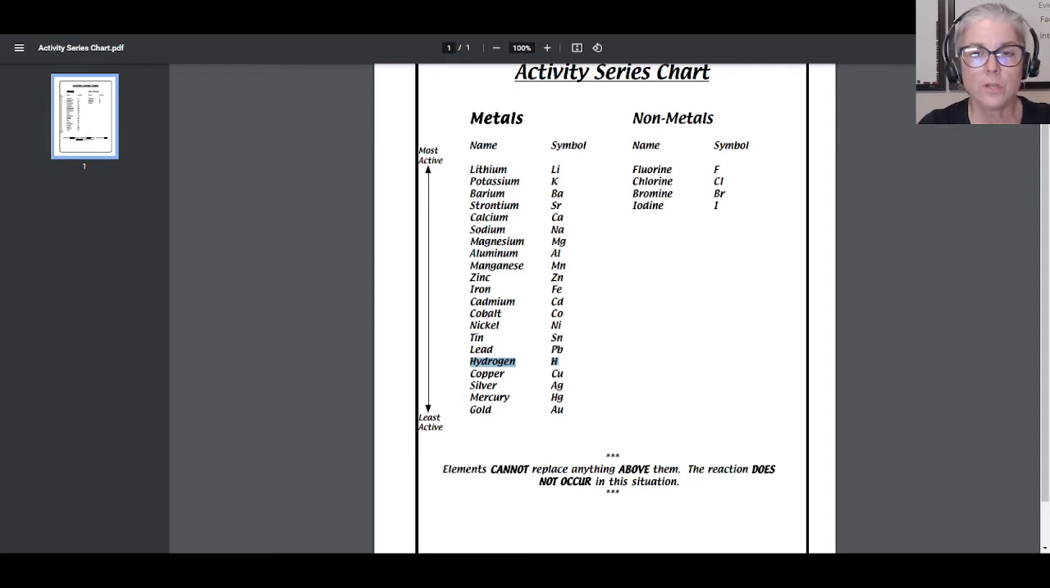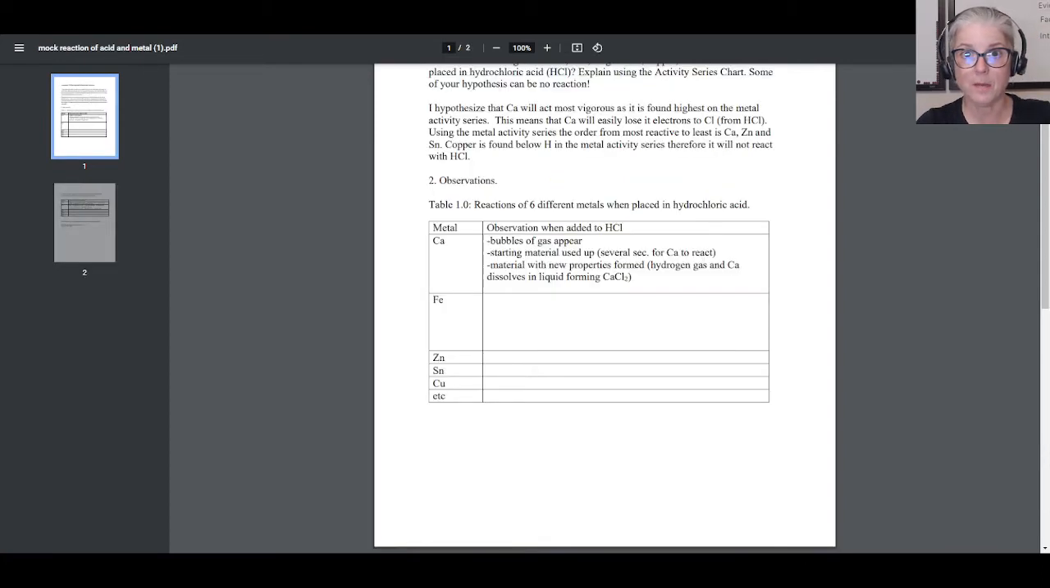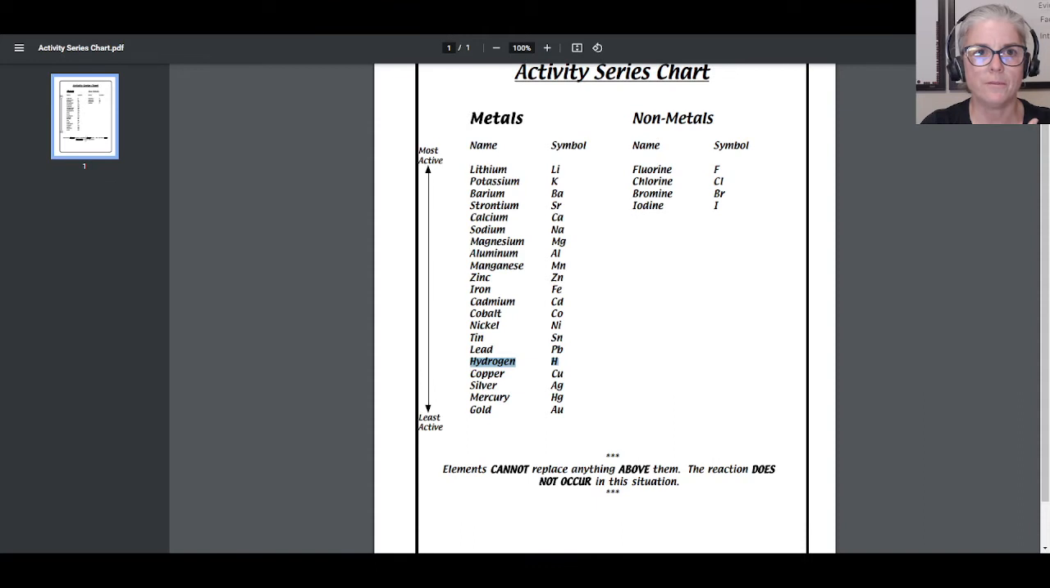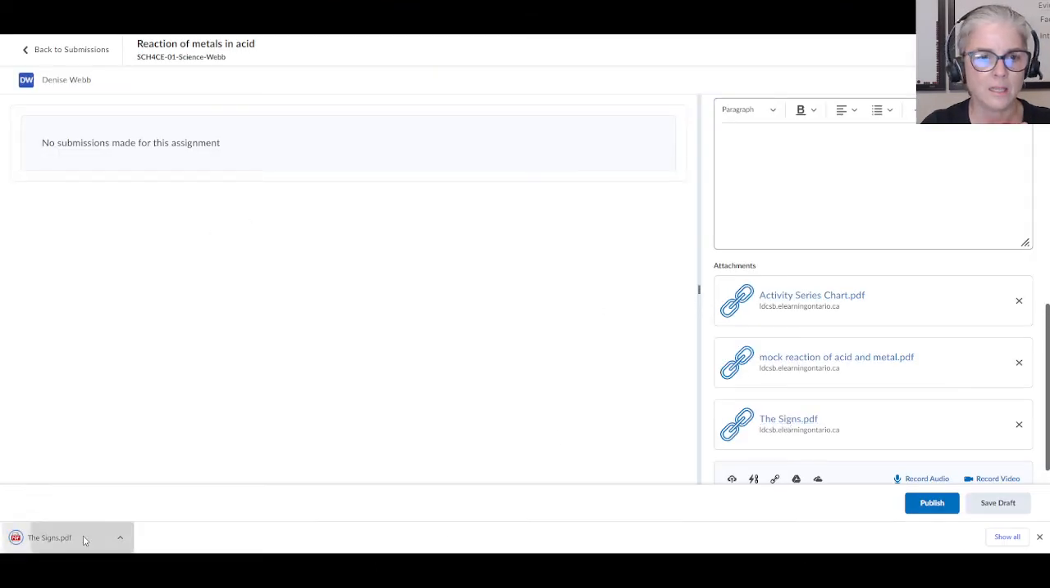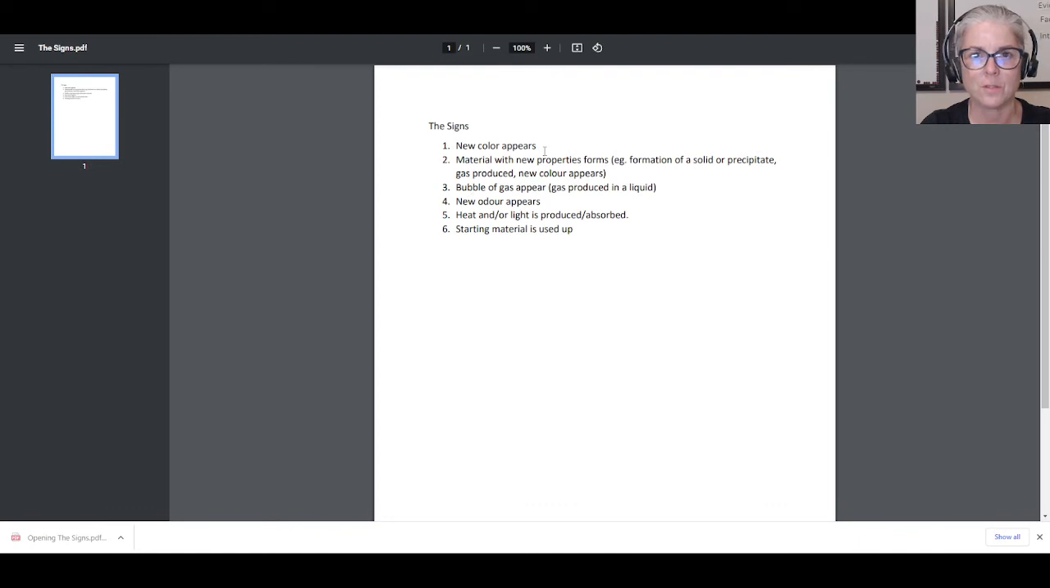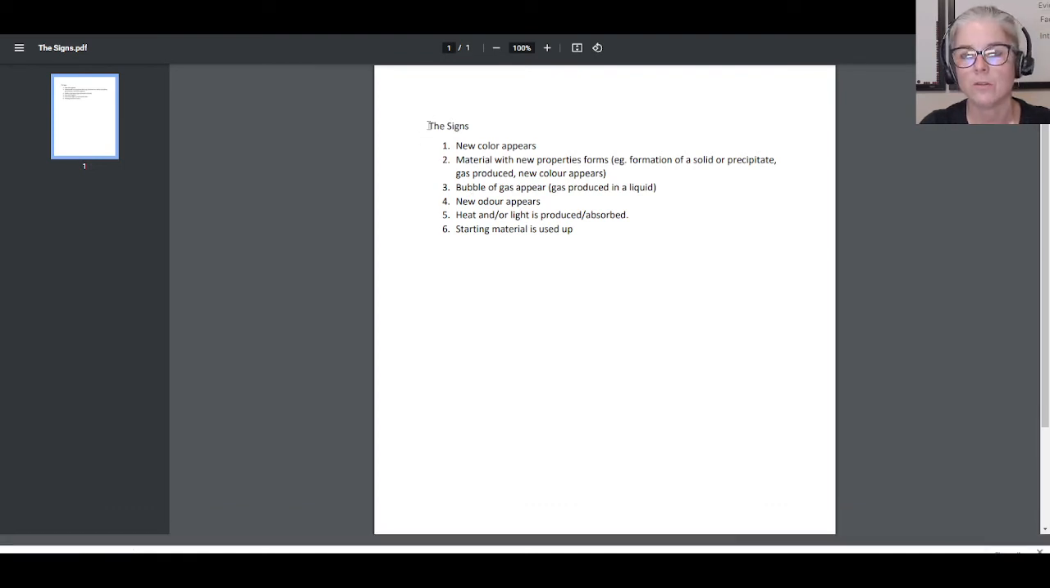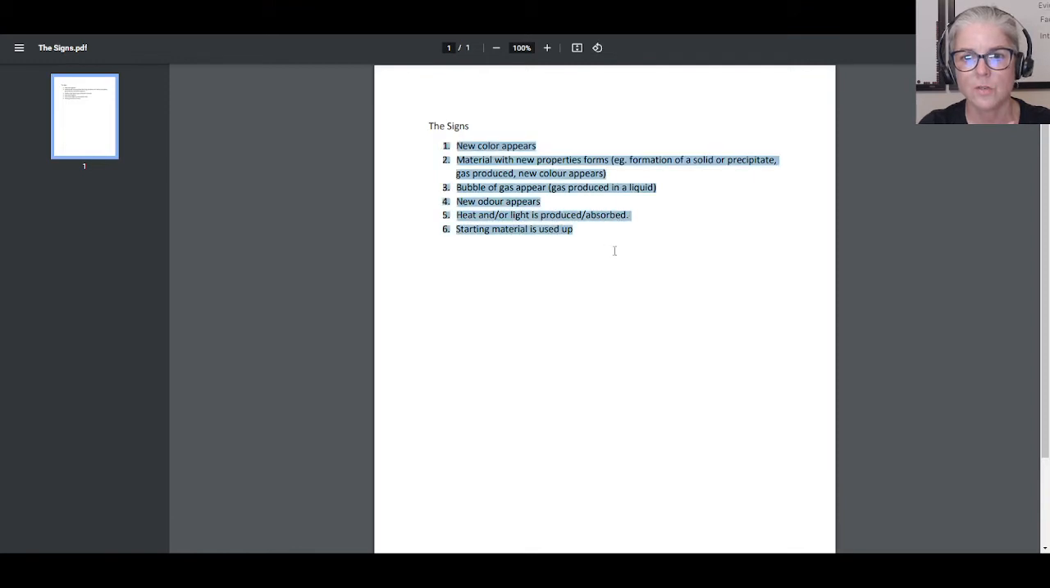So you've got to be thinking, have that close by when you're doing your prediction, sorry, your hypothesis. When you're doing your observations, you need to have the signs close by. And I'm not seeing these enough in the labs you've done so far. So the expectation is going to be higher now that you're using these signs. So you need to use this language.